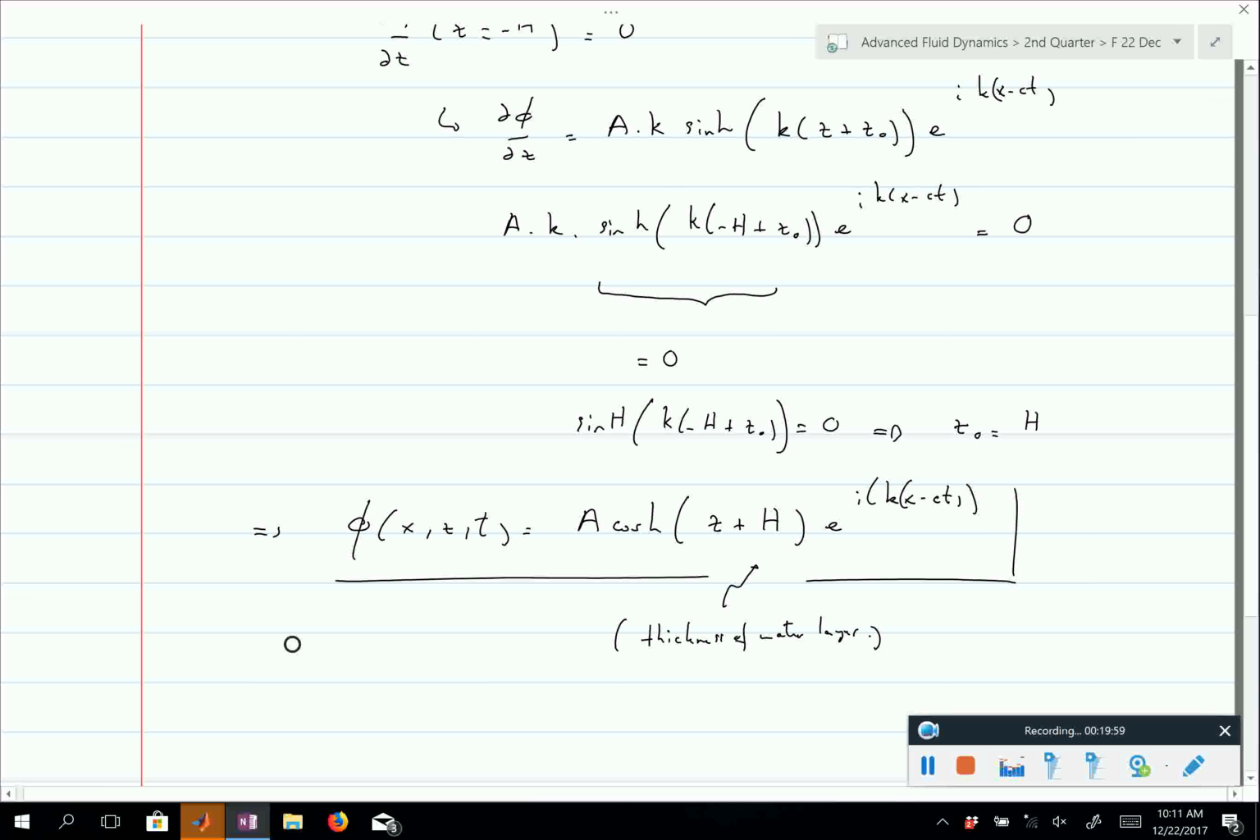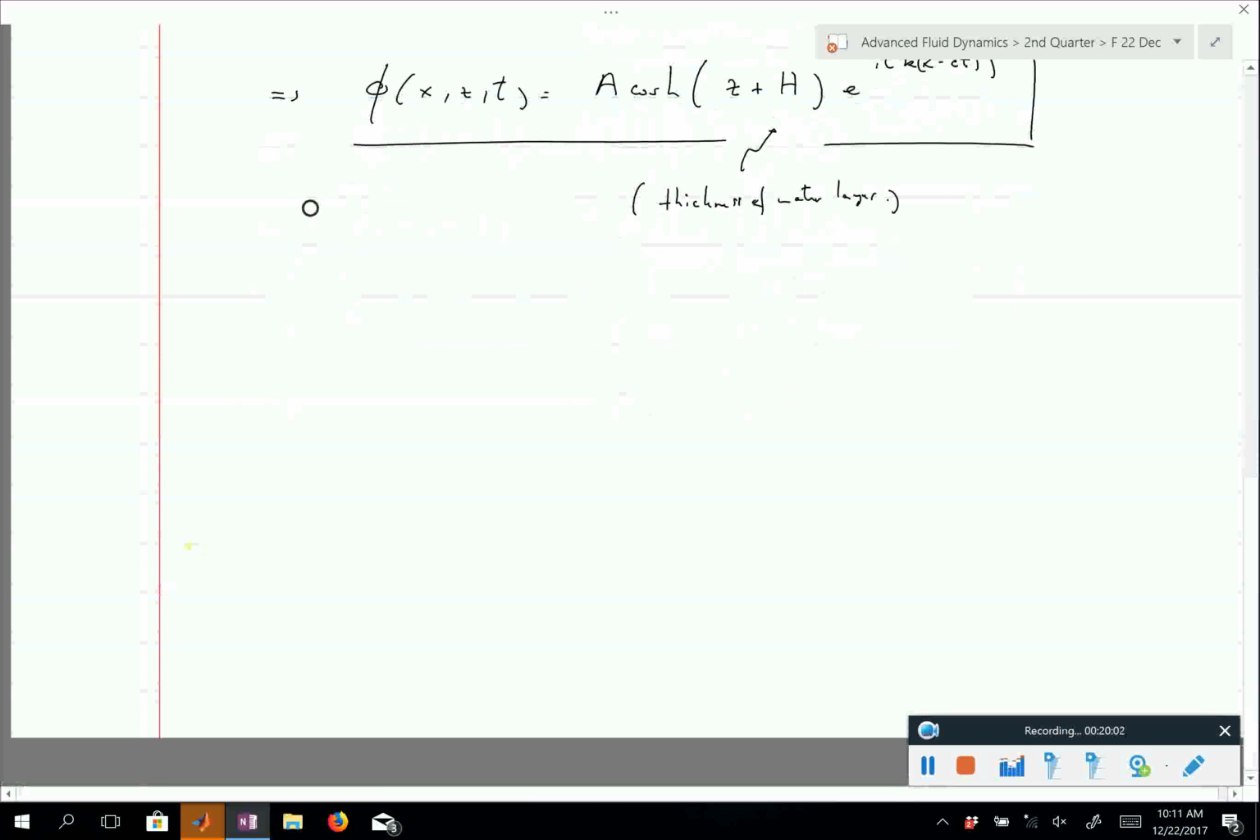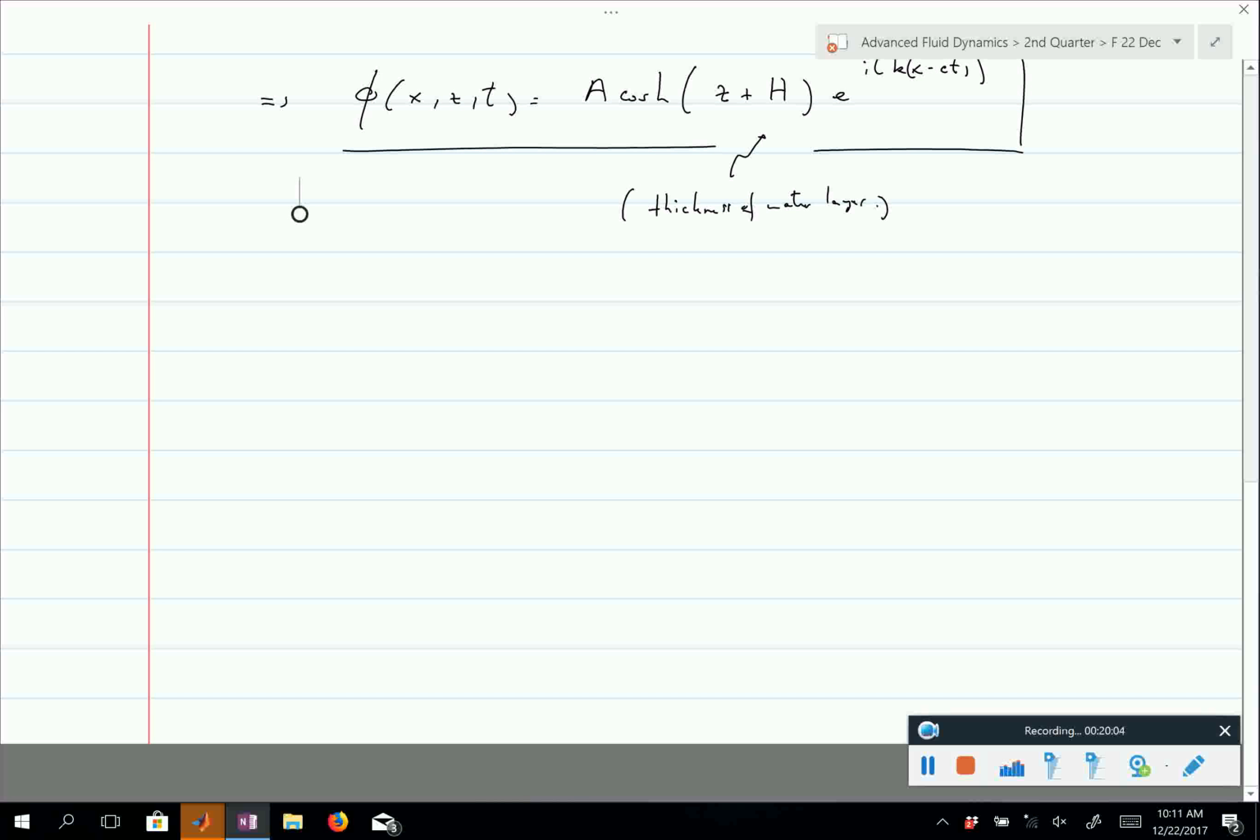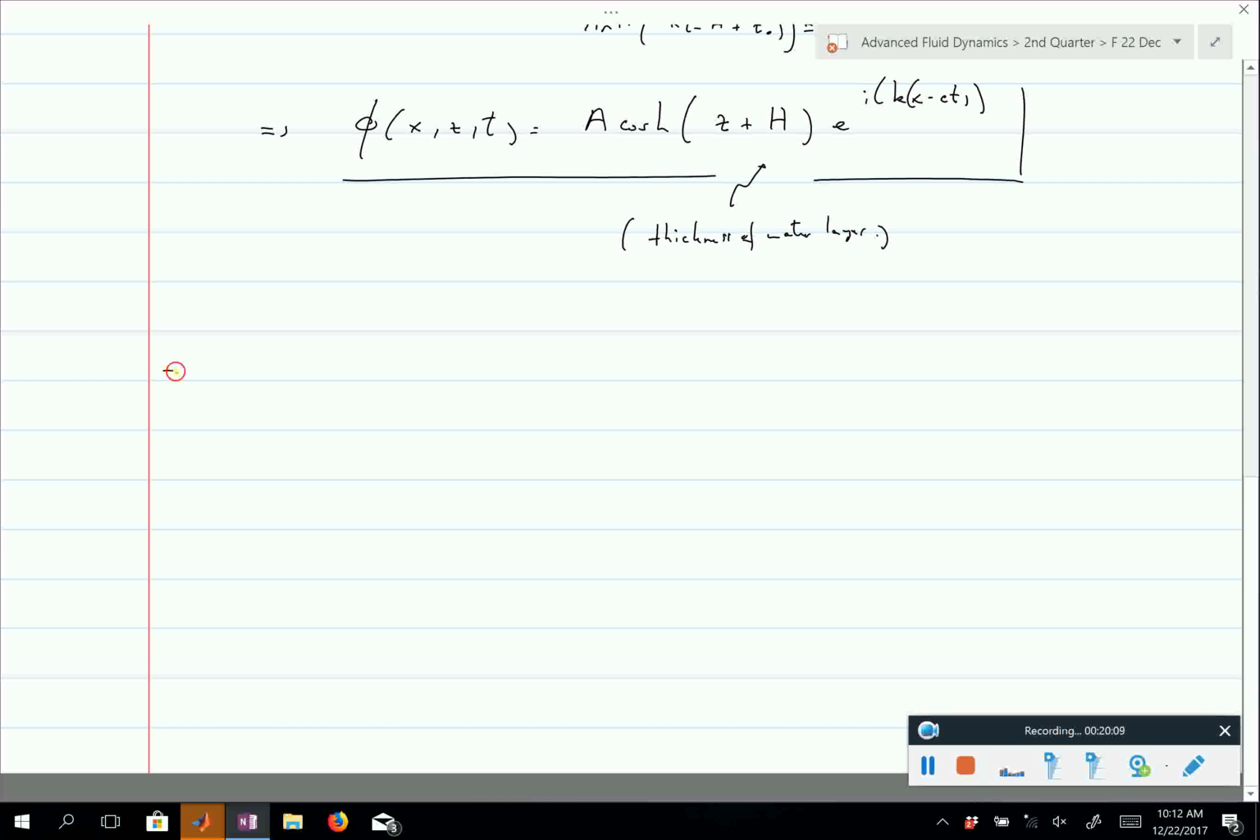Okay, so the first boundary condition we have to satisfy is the no slip. So now we have to look at the boundary condition on the top surface. And this is where it could get confusing, because I'm going to say the top surface is at z equals 0. Right? Really, the top surface is not at z equals 0, it's at z equals h.